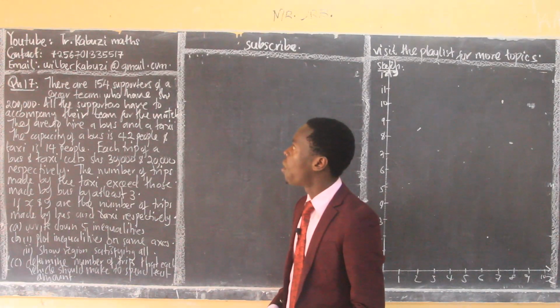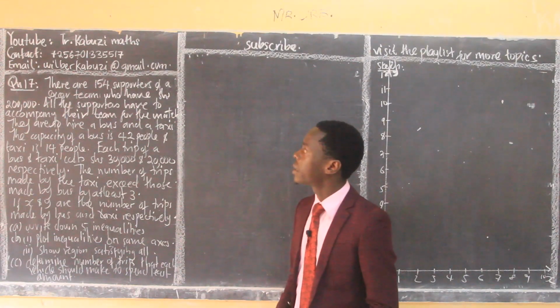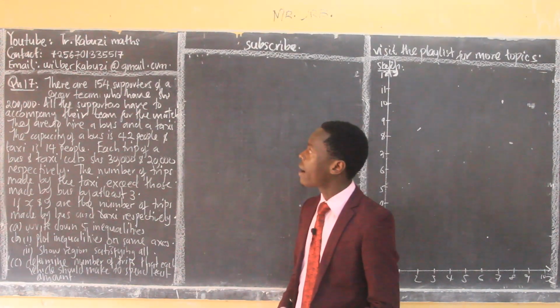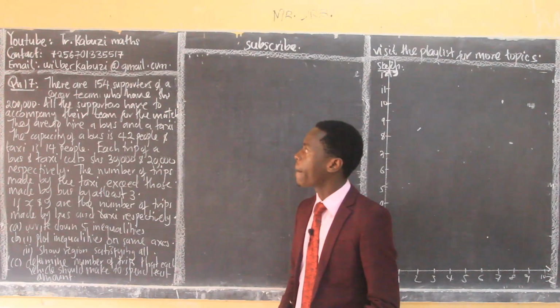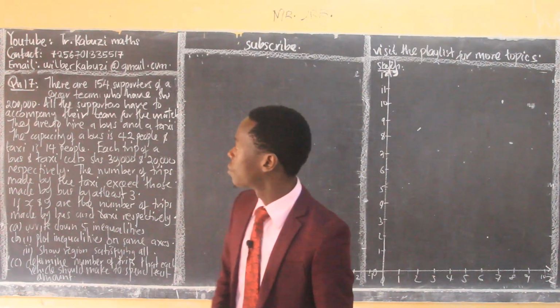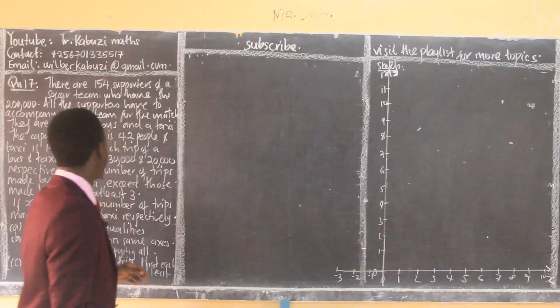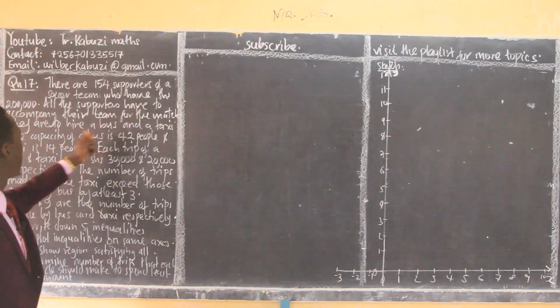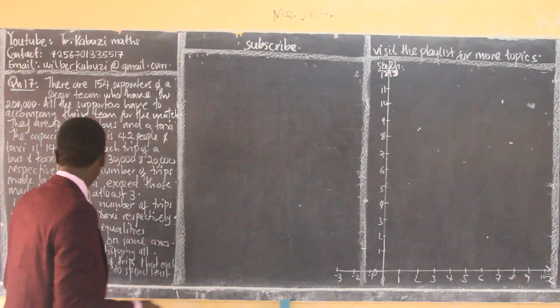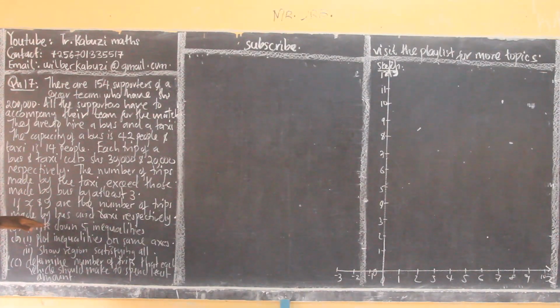There are 154 supporters of a soccer team who have 200,000 shillings. All the supporters have to support their team for the match. So now, if you go through the question, then we come to the questions. Write down the 5 inequalities.